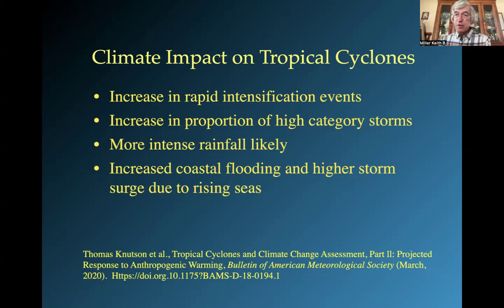Also, more intense rainfalls are likely, again, because the air is holding more moisture. This results in problems of coastal flooding in the case of these storms when they make landfall. And because they're more intense, they have higher winds, and this increases the severity of what are called storm surge events, which is water that's pushed up against the land, against the coast by the high winds.